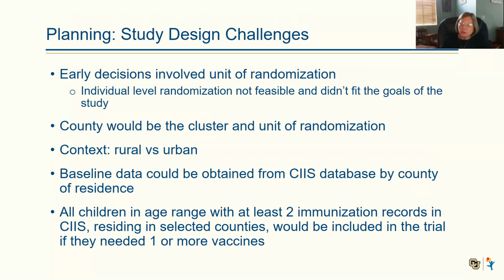We also knew that we could obtain baseline data, which was necessary for some of the procedures that we needed to do to randomize. So that was important. And we also knew that we would be able to obtain immunization records for all children in the age range with records in the registry residing in the selected counties. So those were all important factors in the initial planning.